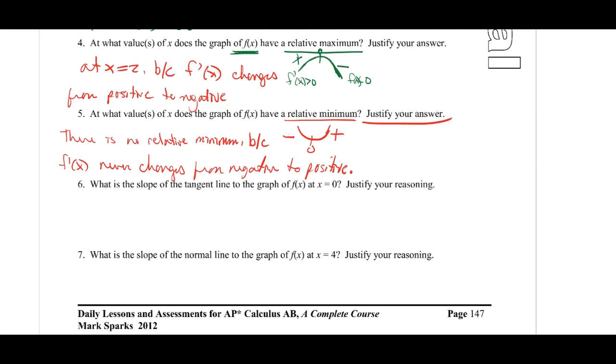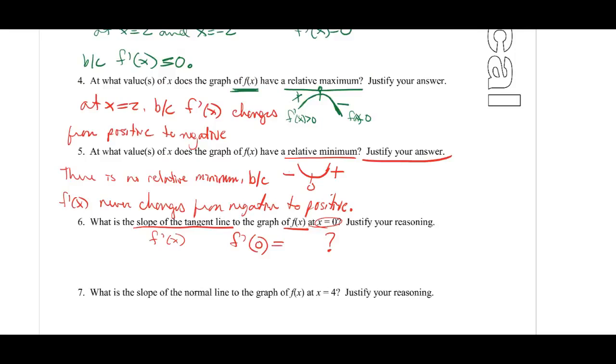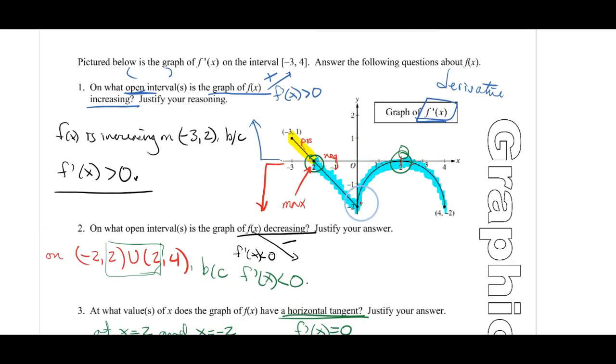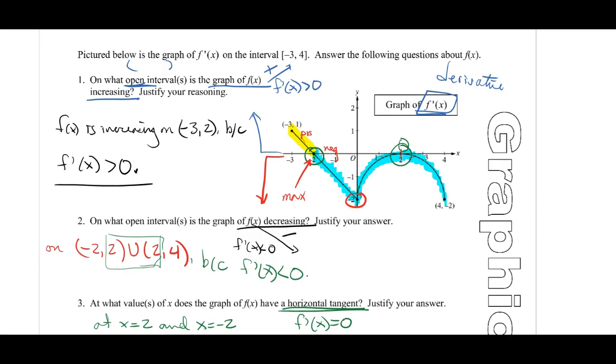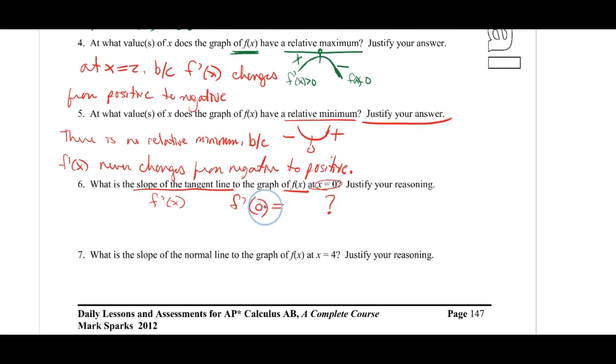Last two questions for the first half of the lesson. What is the slope of the tangent line to the graph at f of x equals 0? So to find the slope of the tangent line of the function, slope of the tangent line is the derivative. And we want to find the derivative at x equals 0. So what is the derivative at 0? Well, I'll go to my derivative and read the y value at 0, which is -2. So my derivative at 0 equals -2.